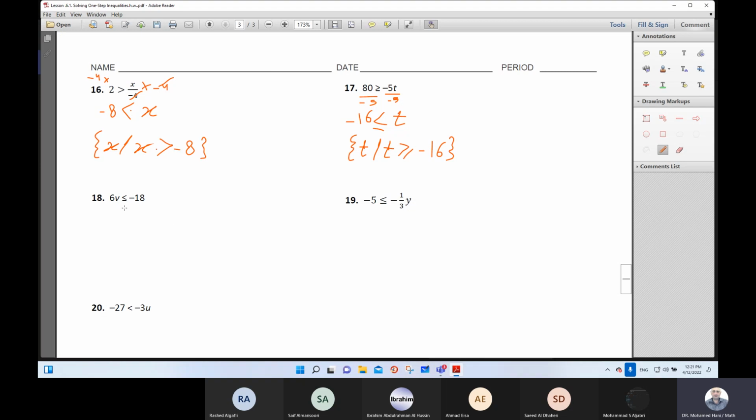Here's the same idea. You can divide here by 6 and divide here by 6. 6b divided by 6 will be b, less than or equal to -18 divided by 6, which is -3. So the set of solution will be b such that b less than or equal to -3.